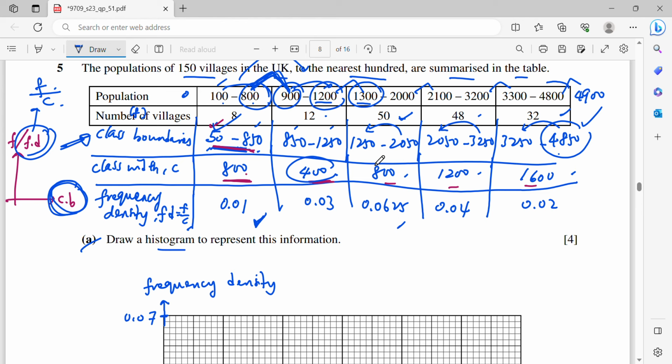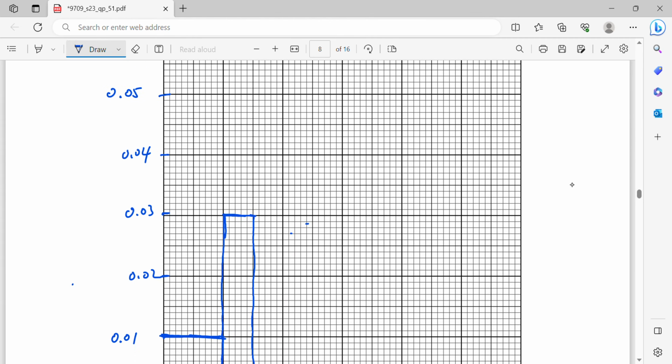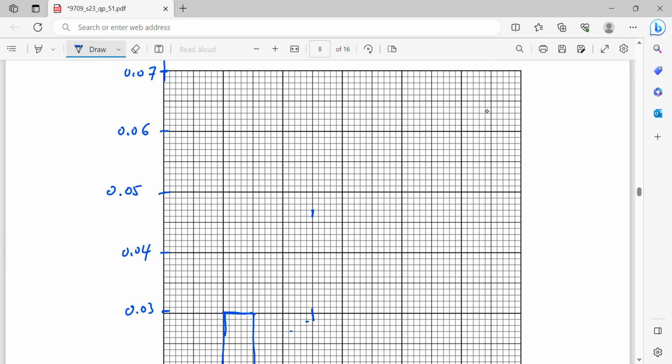Then the third is 1250. The difference is the width is 800 and then 0.0625. Okay, 800 is up to here. 0.0625. This is 0.065. Okay, 0.0625 means in the middle. So in the middle.